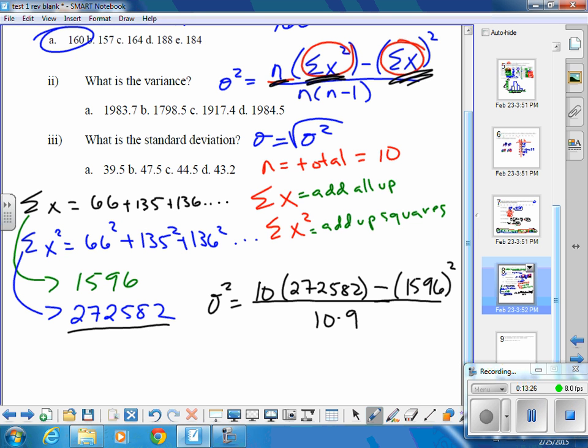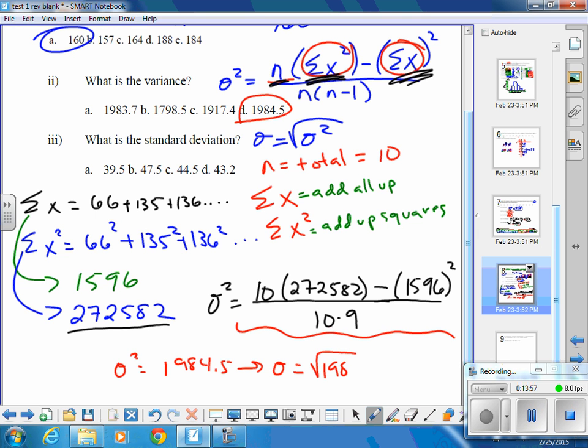Then from here, if I don't have a graphing calculator, I do this in my calculator. And what I should end up with is my variance being this last one here, 1,984.5. So sigma squared is equal to 1984.5. And then to figure out sigma, I just take the square root of that. Okay, and that ends up giving me 44.5.